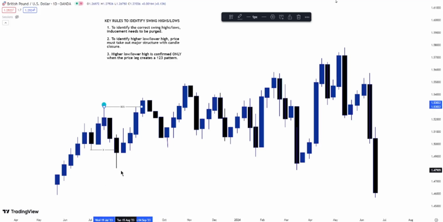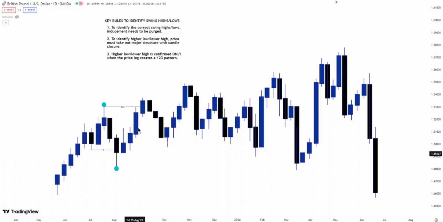So your low here is now confirmed because all the 2 rules are met. All right? I want you to understand that very, very well. Now, this high cannot be confirmed until price takes out inducement, and inducement is here. It didn't take it out. This high cannot be confirmed until inducement is taken to fulfill rule number 1.